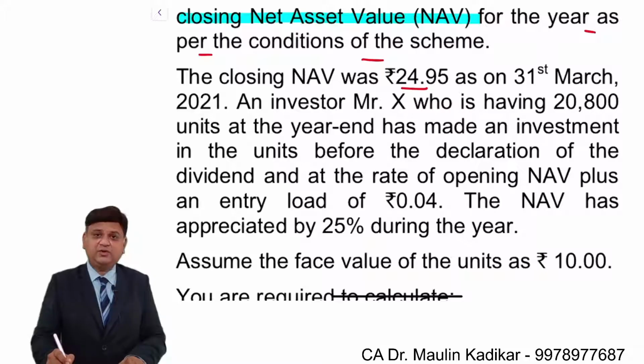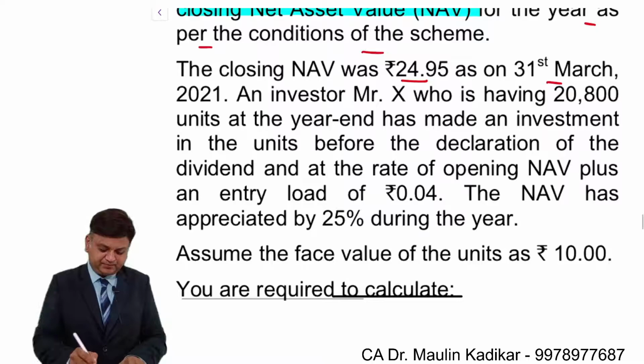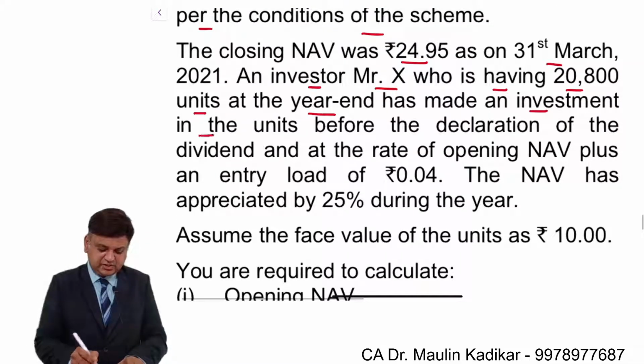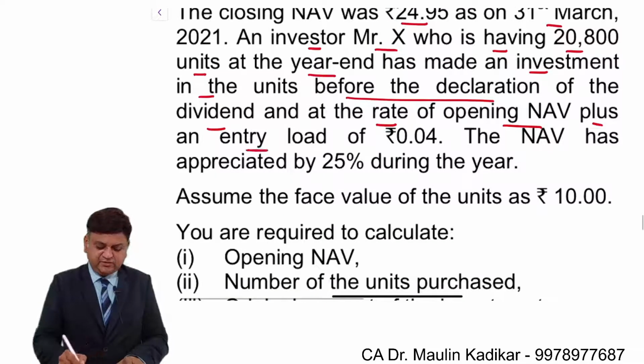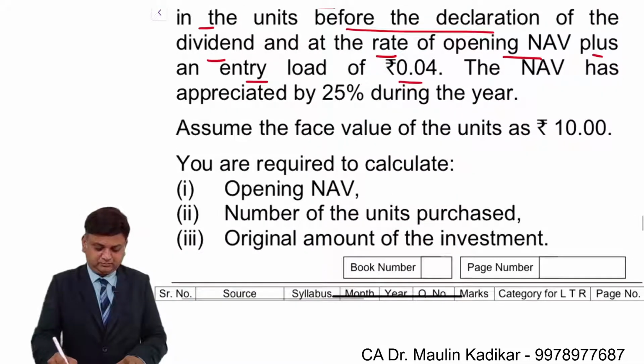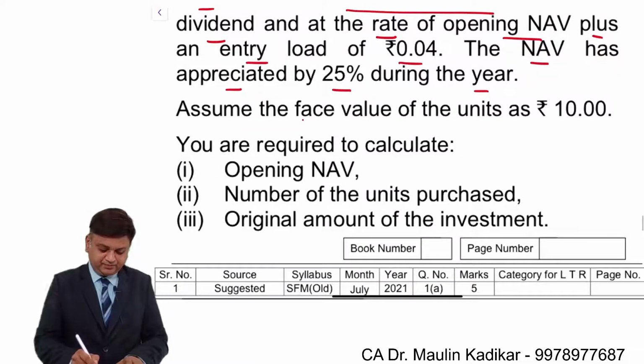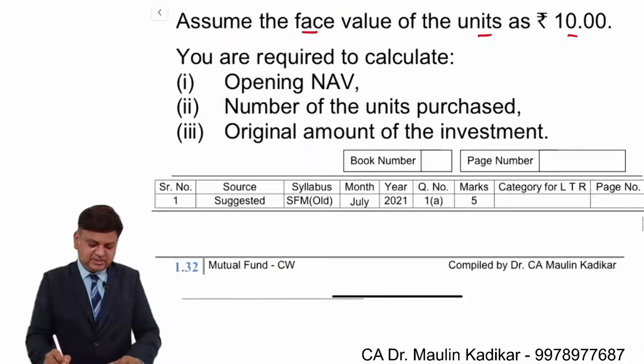The closing NAV was 24 rupee 95 paise as on 31st of March. An investor Mr. X having 20,800 number of units at the year end has made an investment in the units before the declaration of the dividend at the rate of opening NAV plus an entry load of 4 paise. The net asset value has appreciated by 25% during the year. Assume the face value of the unit is rupees 10.